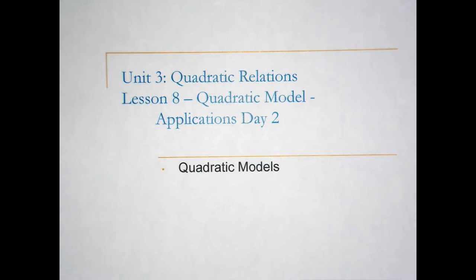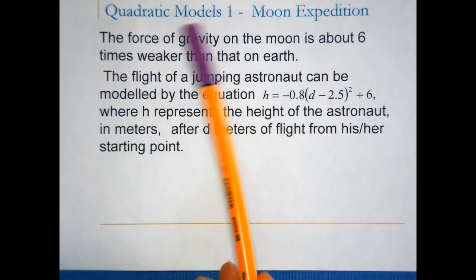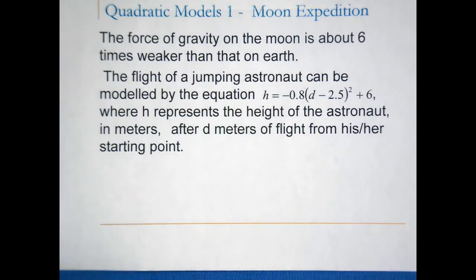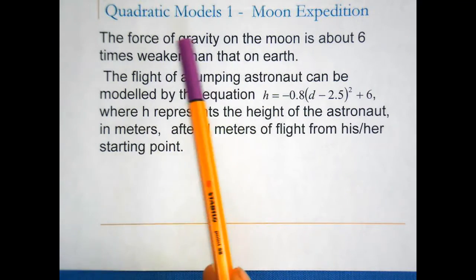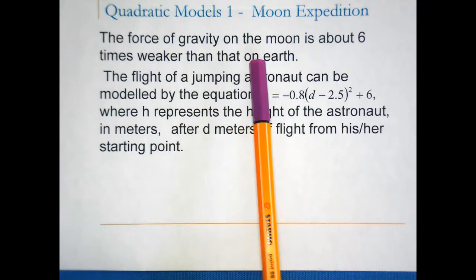Today we are going to have our last lesson for quadratic relations, and in this lesson we are going to continue with some word problems with quadratic models. In the first example, we have a quadratic model about jumping on a planet. The force of gravity on the moon is about 6 times weaker than that on Earth.